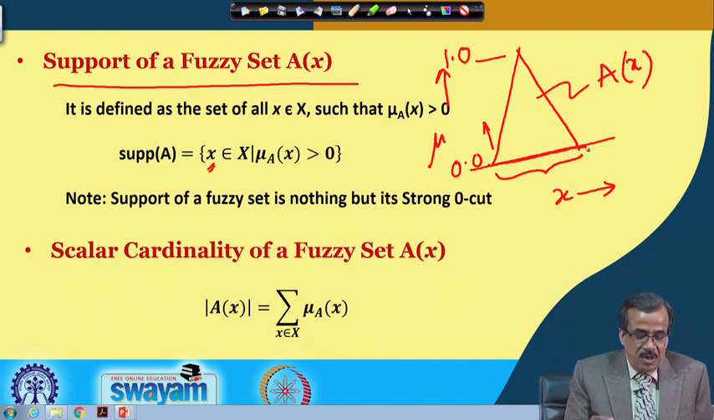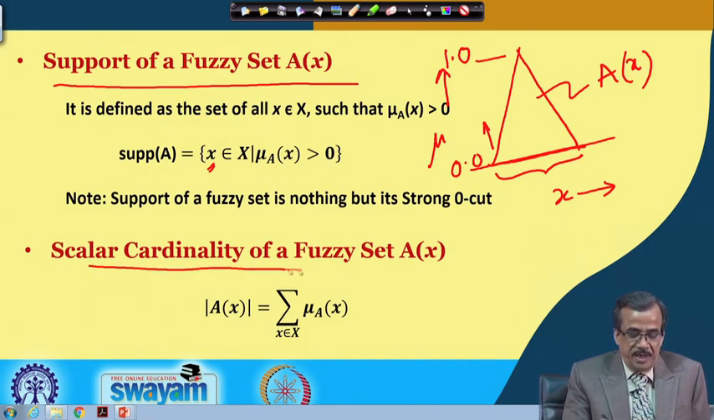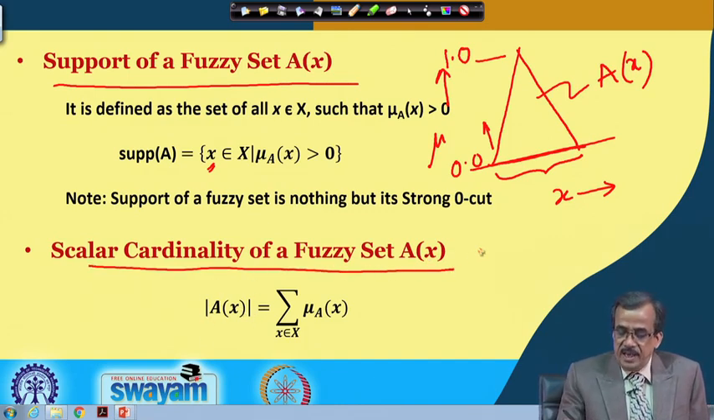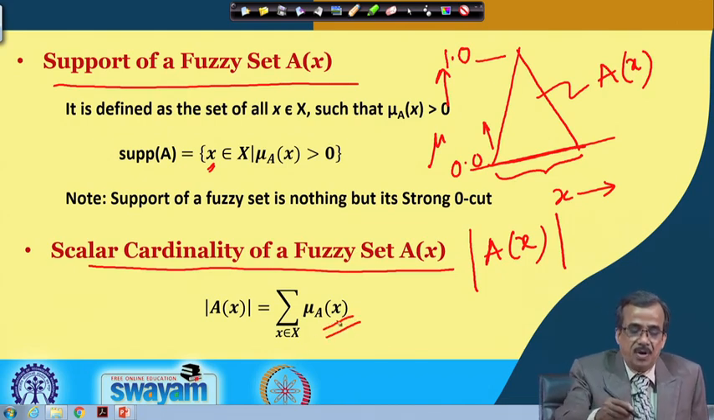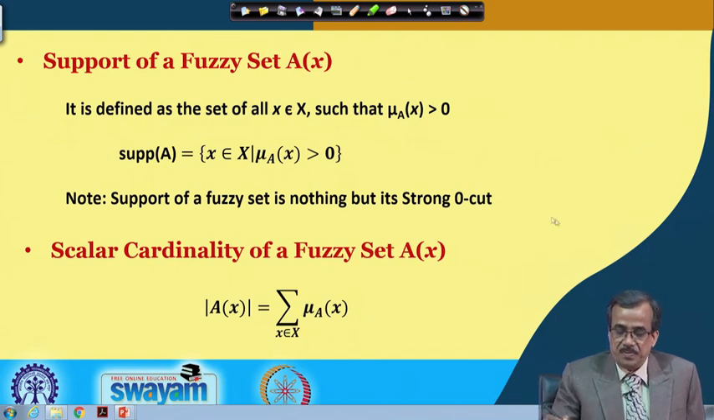Now, the next is the scalar cardinality of a fuzzy set. By scalar cardinality we mean the mod value of A(x). So, A(x) is the fuzzy set and its scalar cardinality is denoted by this particular symbol, and that is nothing but the summation over x belonging to capital X of mu A(x). So, this is nothing but the collection of all membership function values.